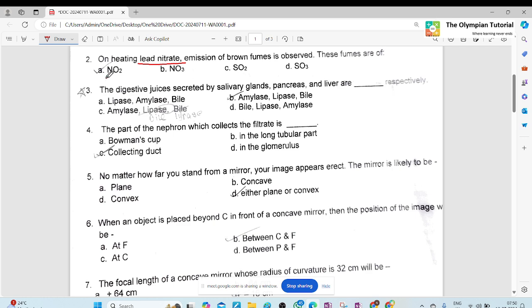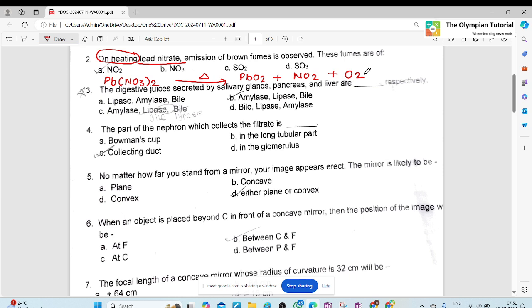On heating lead nitrate, can you tell me? This is from the first chapter. So lead nitrate is Pb(NO3)2. And what they are saying is on heating. So on heating, it will give lead oxide, nitrogen dioxide, and oxygen gas.